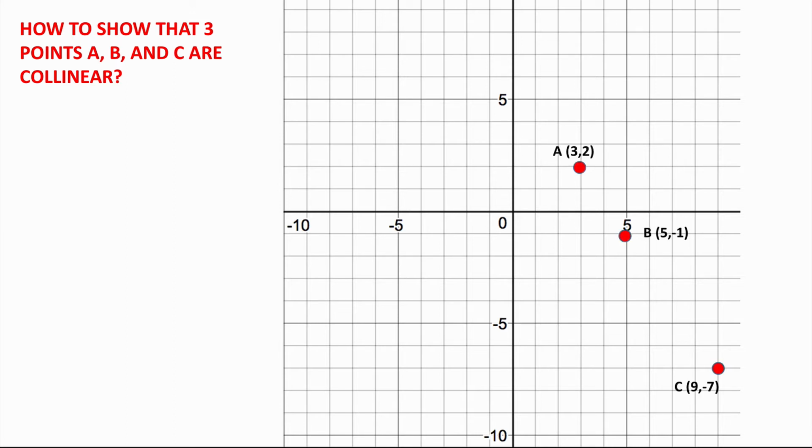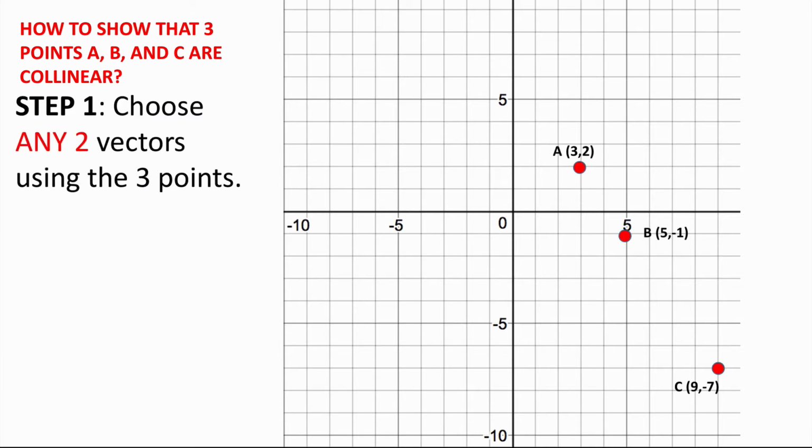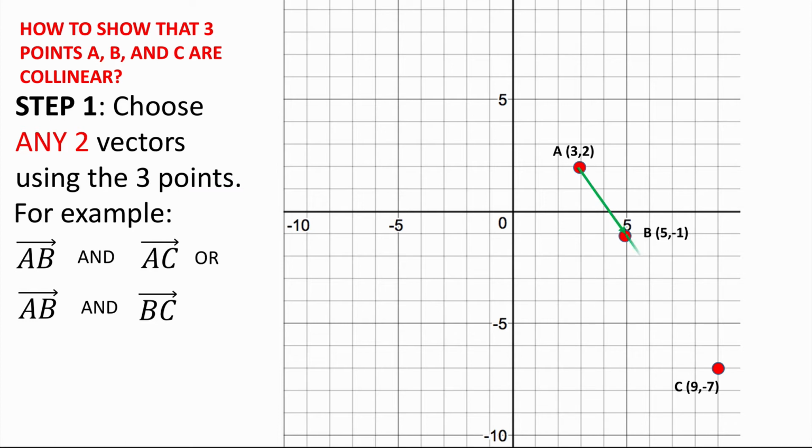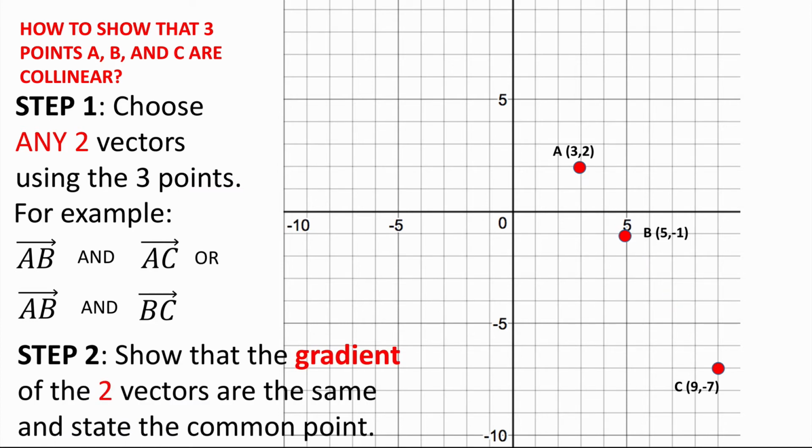So how to show that 3 points are collinear? The first step is to choose any 2 vectors using the 3 points. So it can either be AB and AC, or we can choose AB and BC. And for the second step, we must show that the gradient of the 2 vectors that were chosen in step 1 is the same, and also it must have a common point. So for example, in AB and AC, the common point was A, because we have A in 2 of those vectors, and in AB and BC, the common point is B, because we have B in both of these vectors.